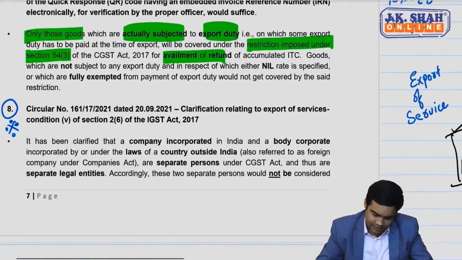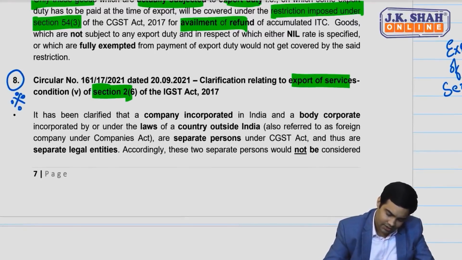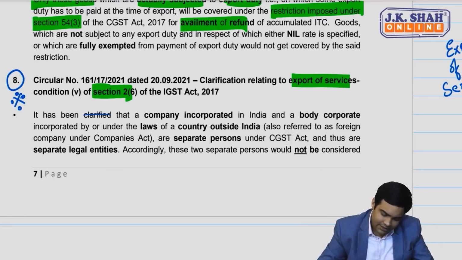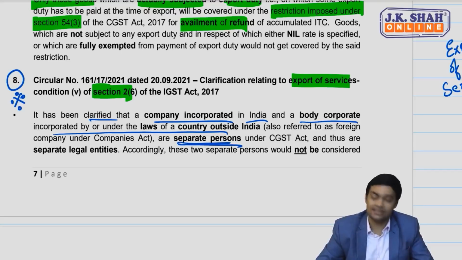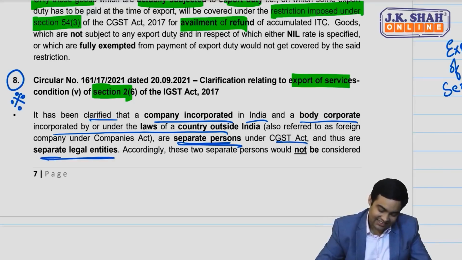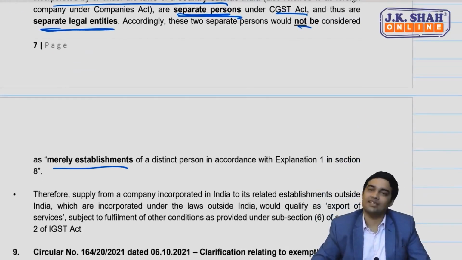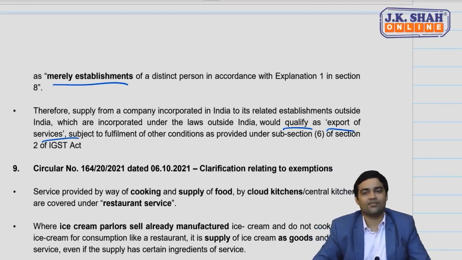Let's have a look at it. Clarification relating to export of service. Section 2(6), which defines export of service. It has been clarified that a company incorporated in India and a body corporate incorporated under a law outside India are separate persons. They are not distinct persons. They are separate persons under the CGST Act and thus separate legal entities. They would not be considered as merely establishment of the same person. So will you get the export benefits? Yes, you will qualify as export of service. Clear? Fairly simple, sir.